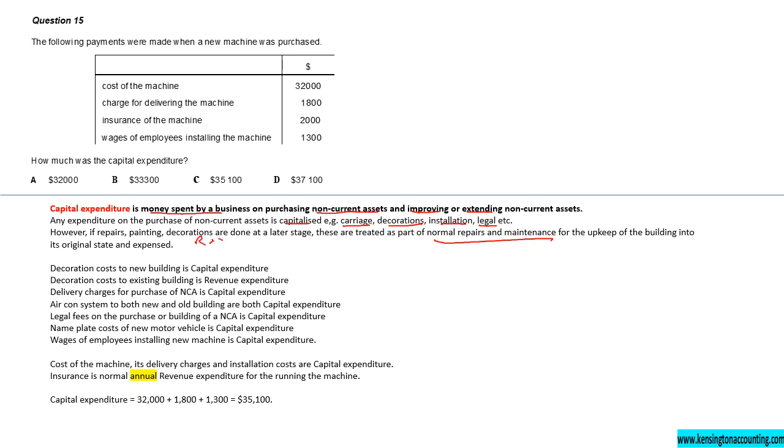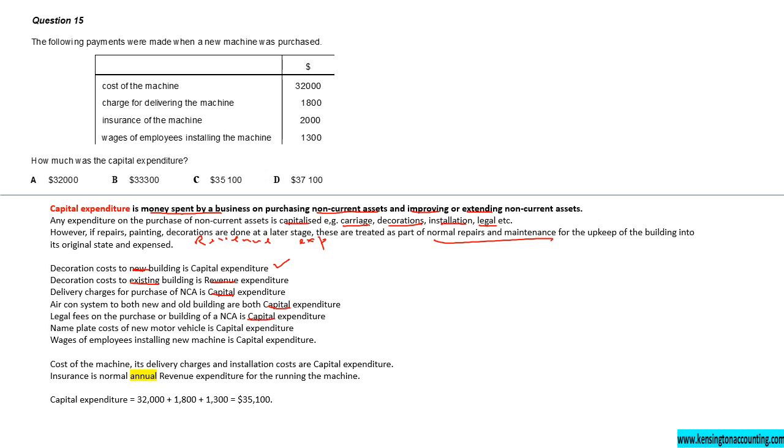So that's a revenue expenditure. Okay, so let's see various examples of expenditures. Decoration cost to a new building is a capex, but to an existing or original building is a revenue. Delivery charges for the purchase of a non-current asset, that's capitalized, it's a capital expenditure. Aircon, whether to an old or new building, aircon is an equipment, obviously it's a capital expenditure. Legal fees on the purchase or extension of a non-current asset, that's also capitalized, it's a capital expenditure.